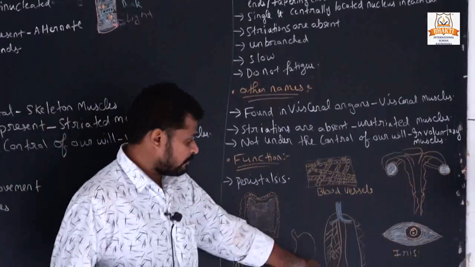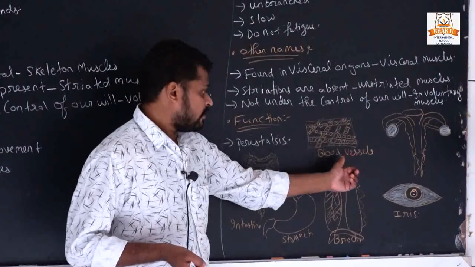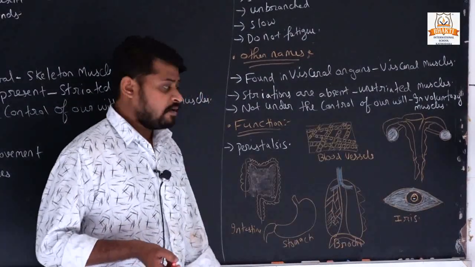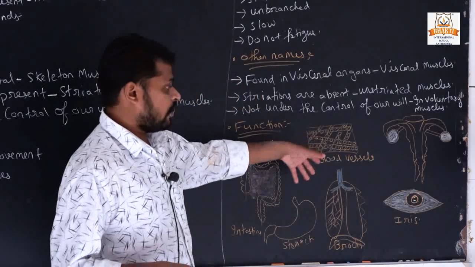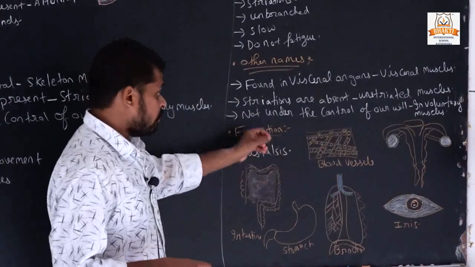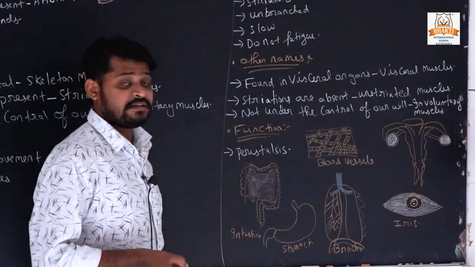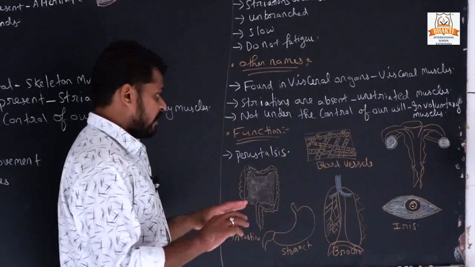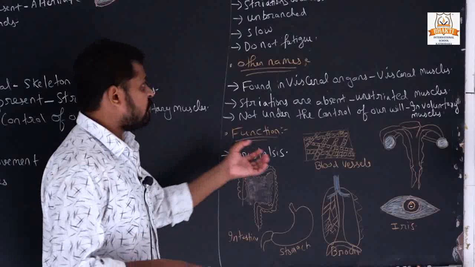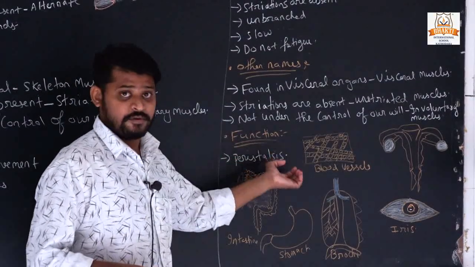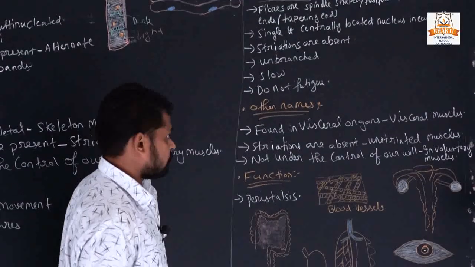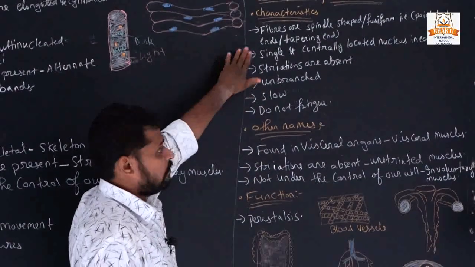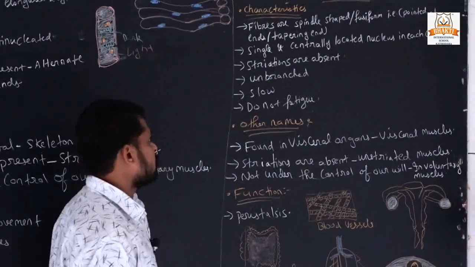the intestine, stomach, bronchi, iris, then blood vessels, and then our female reproductive parts. These all are present, meaning all have insides that are hollow but the outside has a covering. So this type of part is made up of visceral muscles. So we will start with the characteristics of smooth muscles.